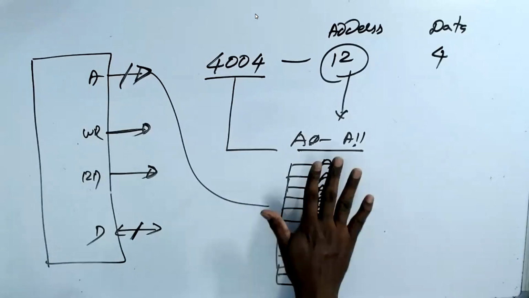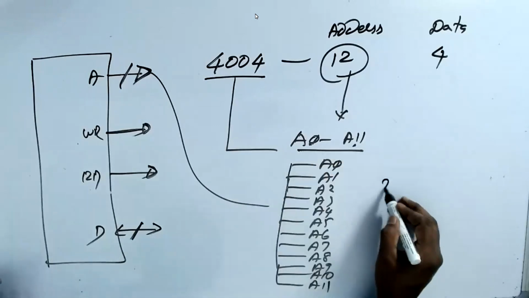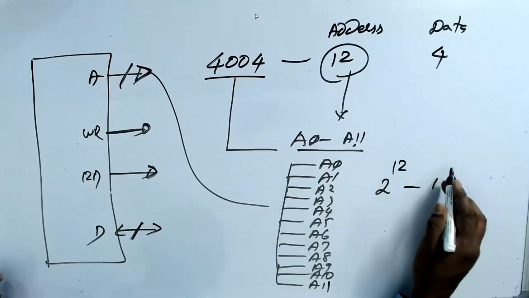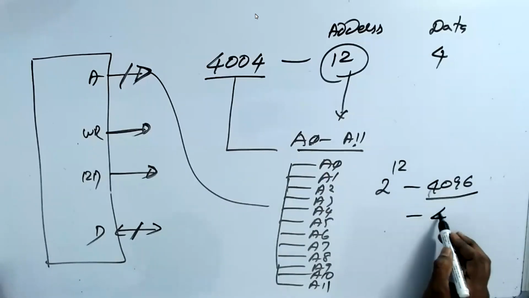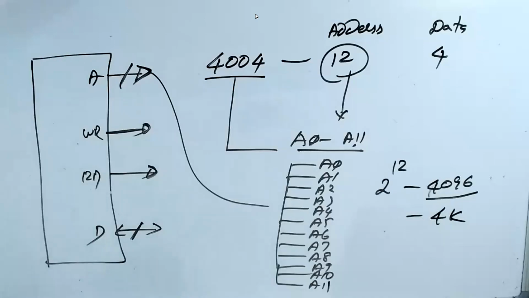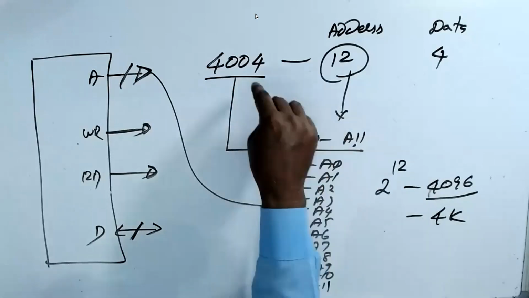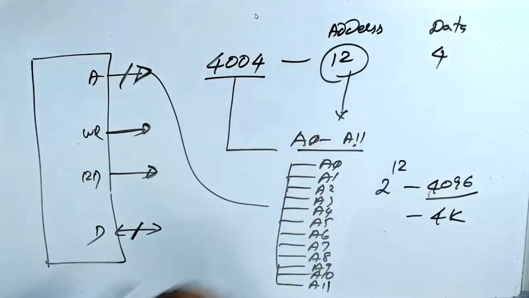So I get 2 power 12, 4096 combinations, or we can write 4K. We can write as a 4K, 4096 combinations. So this microprocessor can use only 4K and it has only 4 bit. So the memory is only 4 bit. That's why the IC is too small.